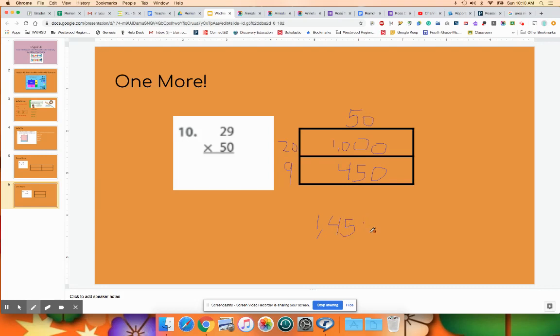So boys and girls, again, a reminder, you're using scrap paper today, you're drawing your boxes, you're doing your computation, you're adding up your partial products. So there is a little bit of work for you to do to solve these problems.